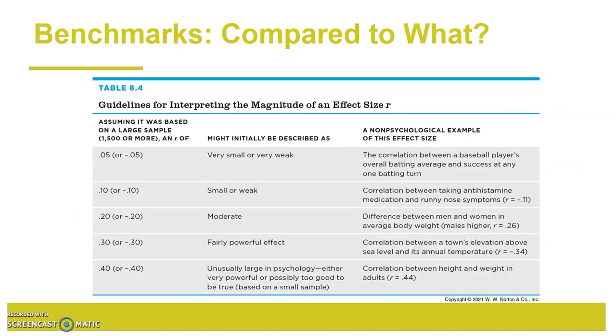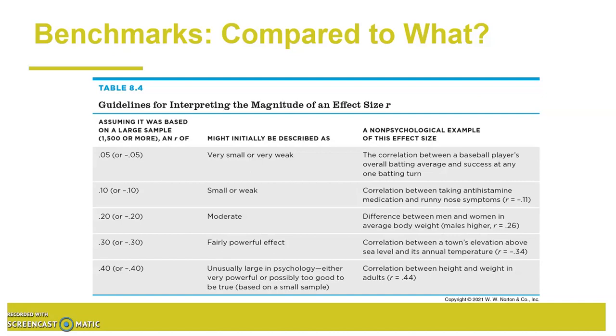this is kind of a guide for interpreting the magnitude. Now, this is rough. But these are just some general guidelines. Very weak would be like 0.05 / negative 0.05, all the way up to 0.4. If you're in psychology studies, at least, if you're seeing R values that are higher than 0.4, then it may be too good to be true.